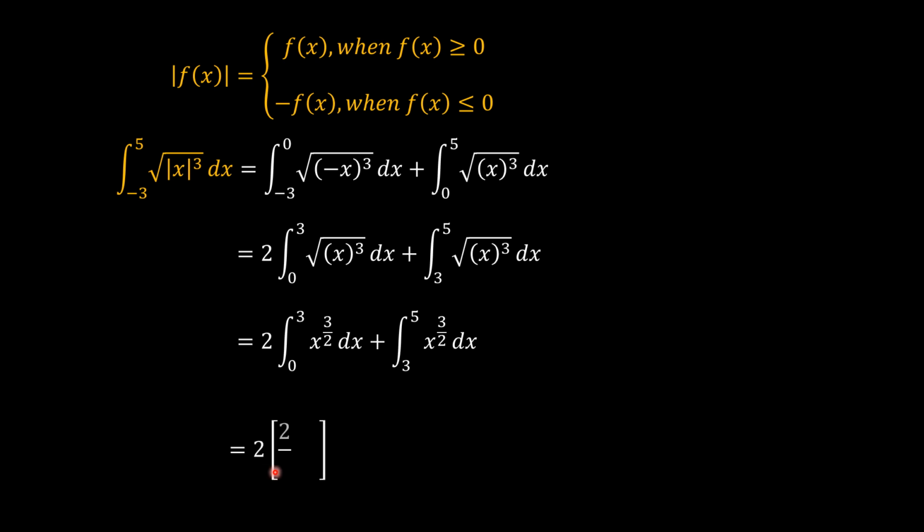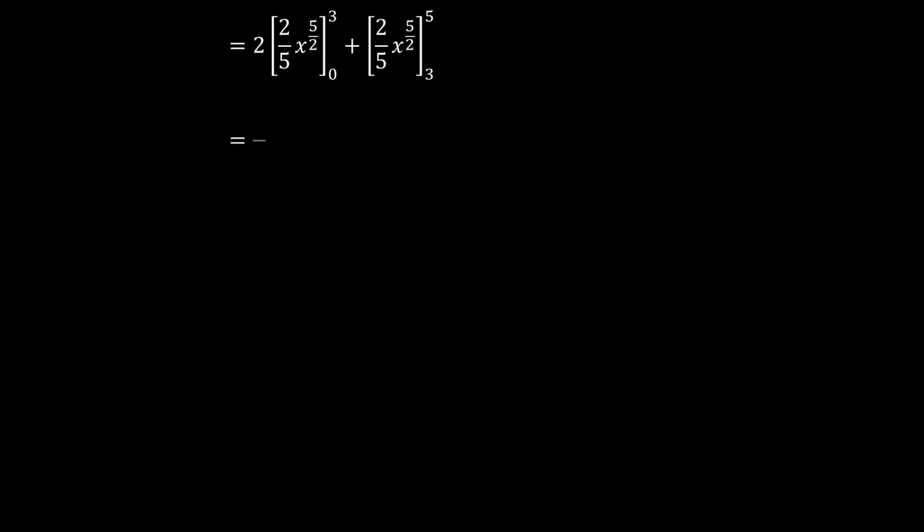This becomes twice 2 over 5 x to the power 5 over 2 from x equals 0 to 3, and 2 over 5 x to the power 5 over 2 from 3 to 5. What that means is we can pull the 2 over 5 out, so we have 4 over 5 times 3 to the power 5 over 2 minus 0, plus 2 over 5 times 5 to the power 5 over 2 minus 3 to the power 5 over 2.